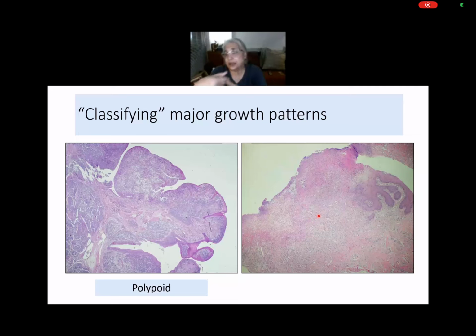Now, what about the other one, Anjana, on the right? Low power. What is this pattern? I don't want you to look at the cells. I don't want you to look at anything. You're not making a diagnosis. You are making a descriptive. You're going to use a descriptive term. What do you think the tissue is, Anjana? Can you at least tell what the tissue is?